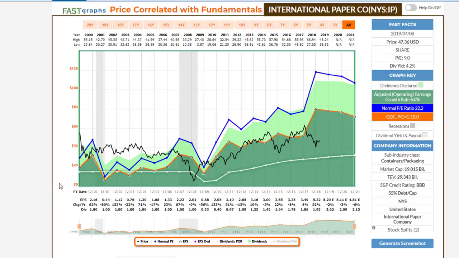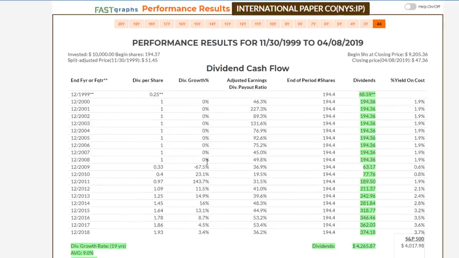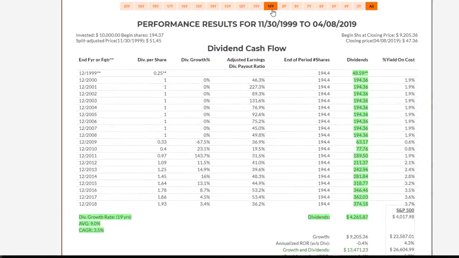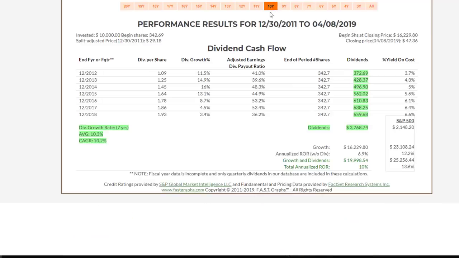The company's dividend was virtually flat for all these years, going from 2000 all the way through the Great Recession. Then they slashed the dividend dramatically to 33 cents. And then coming out of the Great Recession, they started raising the dividend again. And during the last several years, their dividend growth has been stellar. So if I shorten this to a 10-year graph, you can see that their dividend growth has averaged about 10%.